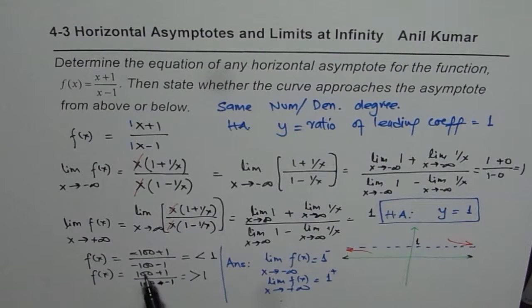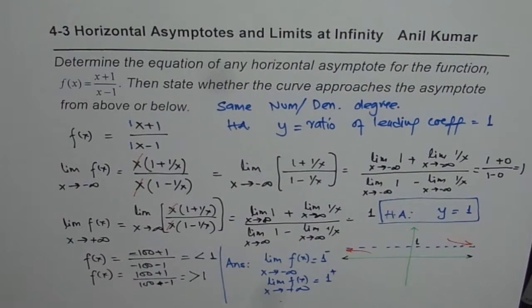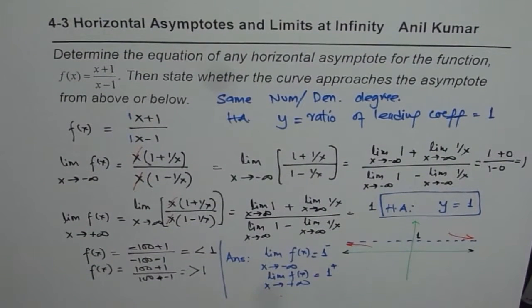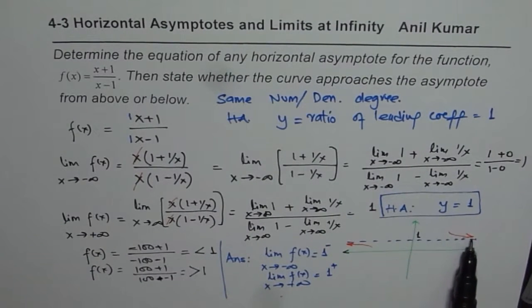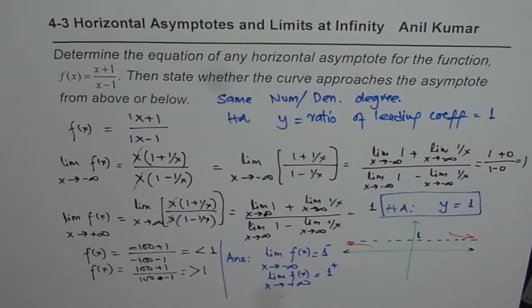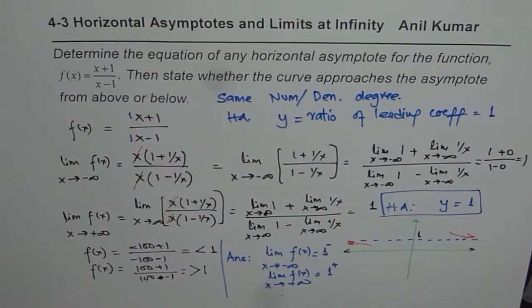When I approach positive infinity, I am substituting positive 100 as a value, right? And in that case, we calculate f of x as slightly more than 1. So we are approaching from above the horizontal asymptote, right? So that is how we could also write our equation. So that negative means approaching from below the horizontal asymptote. Positive means above, right? So that is what it is.